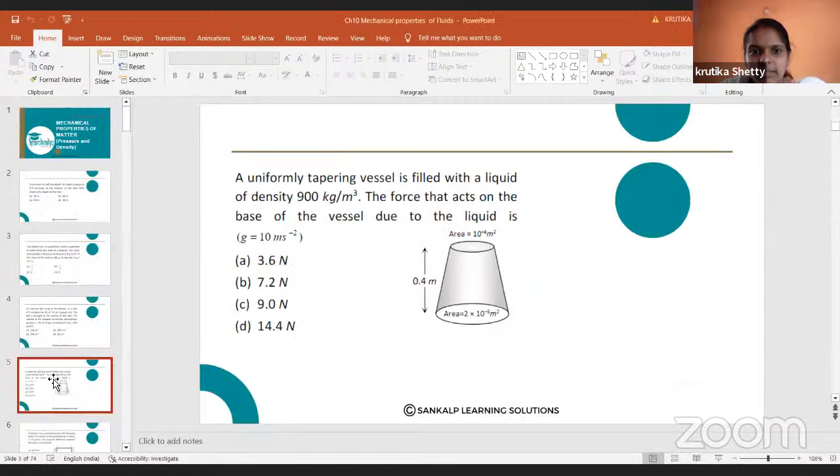Then the next question. A uniformly tapering vessel is filled with a liquid of density 900 kg per meter cube. The force that acts on the base of the vessel due to the liquid is. So here they are asking the force that acts on the base of the vessel. So let us calculate this.